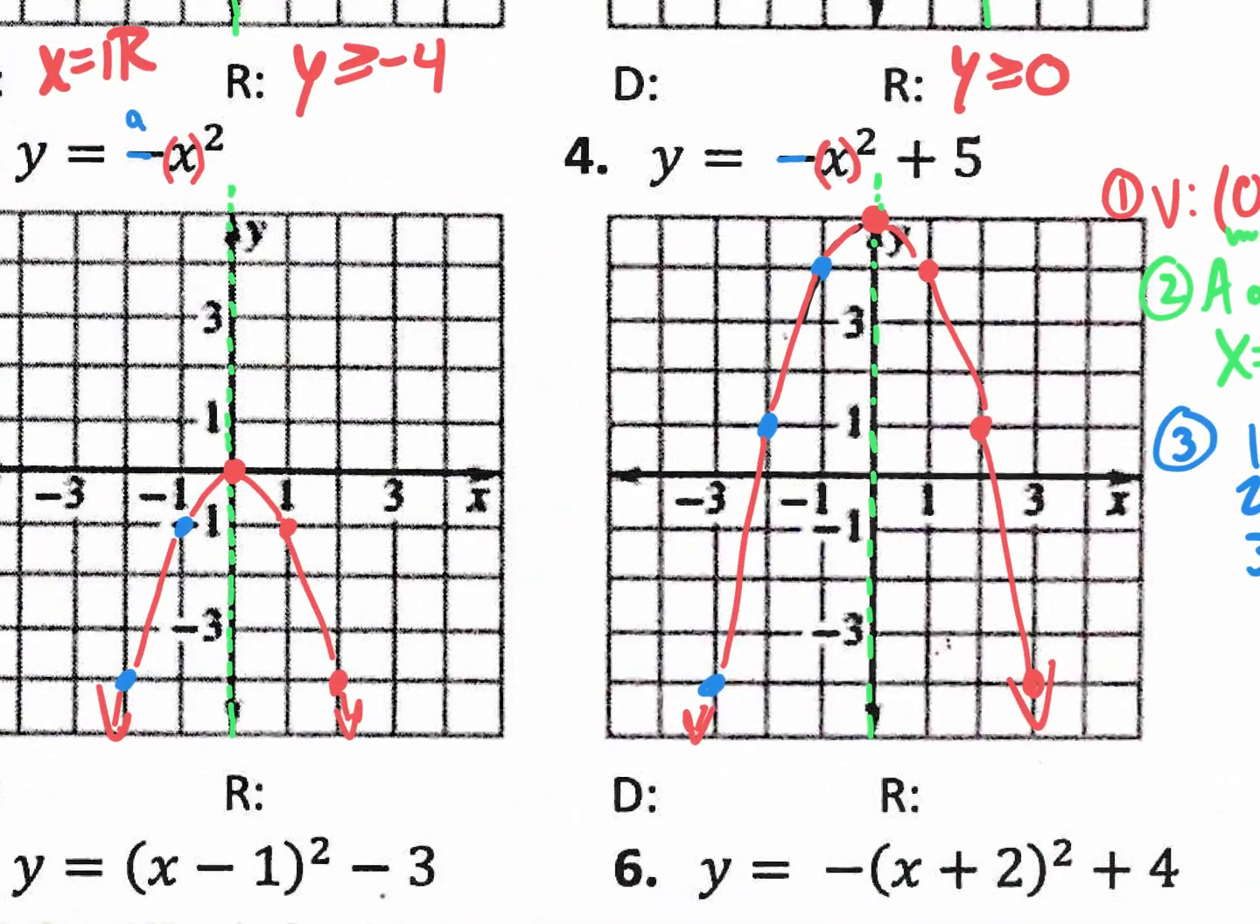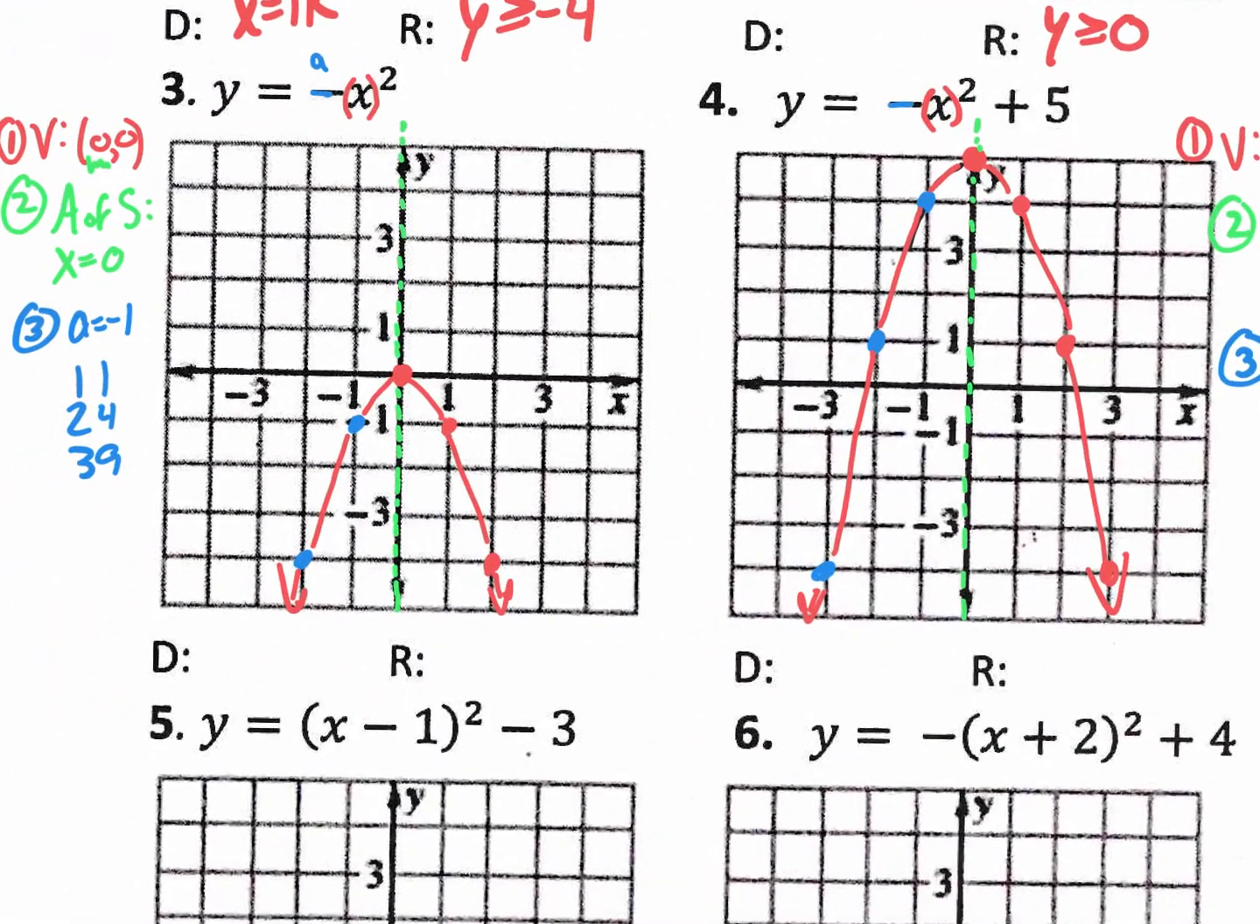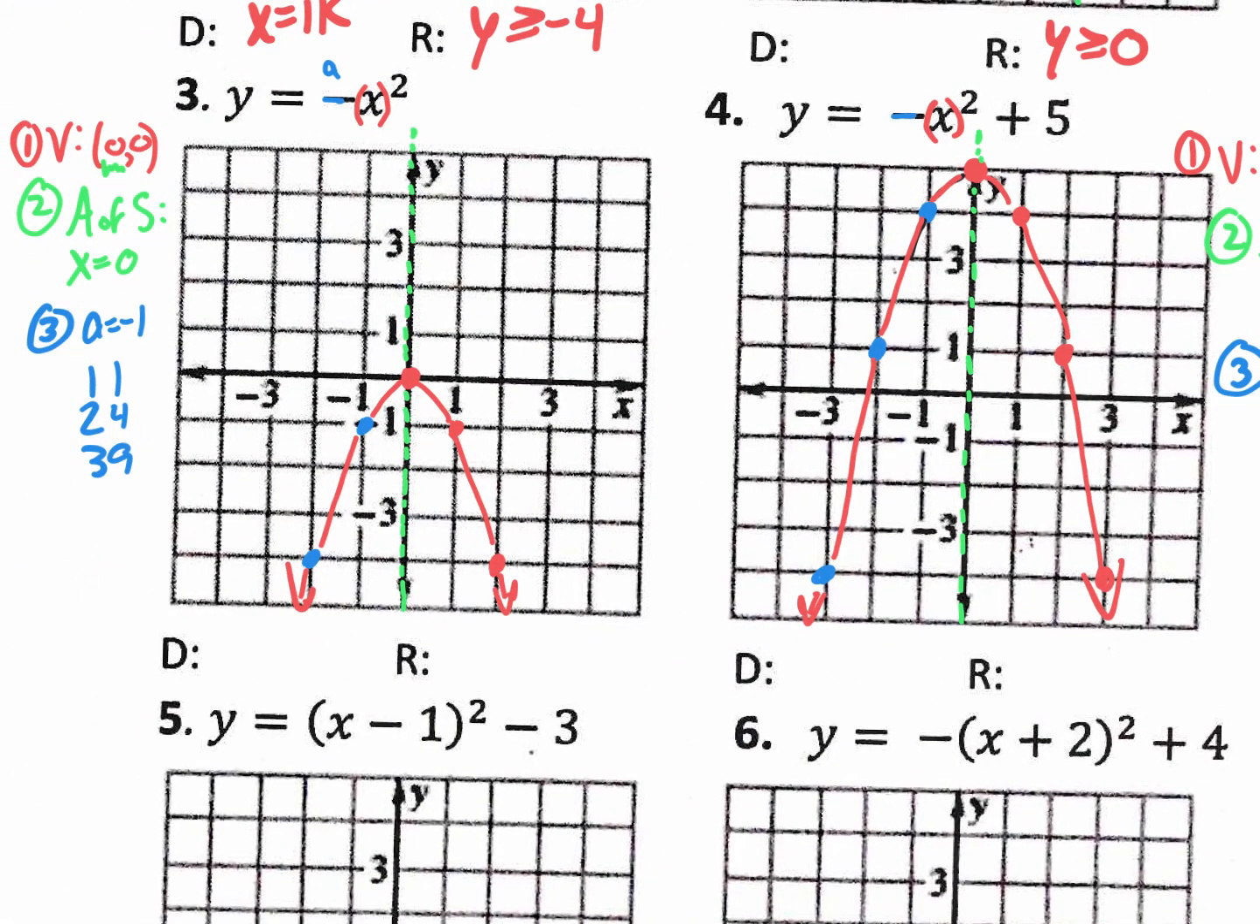All right, since we were mentioning domain and range, we know that the domain for any parabola is x equals all real numbers. Guys, what's the range of this guy right here? Y is less than or equal to 0. Okay, and the other one, y is less than or equal to 5. Perfect.